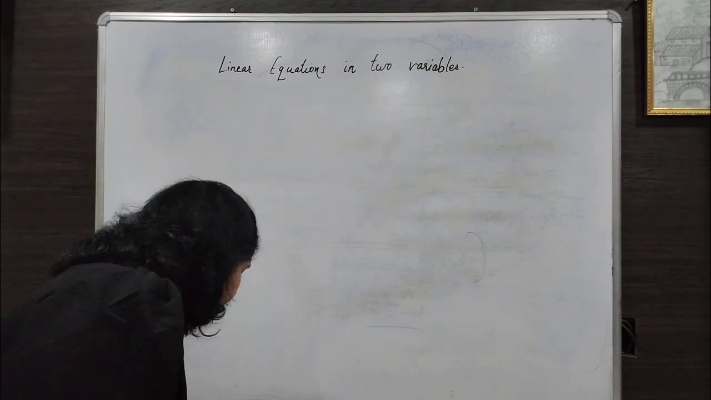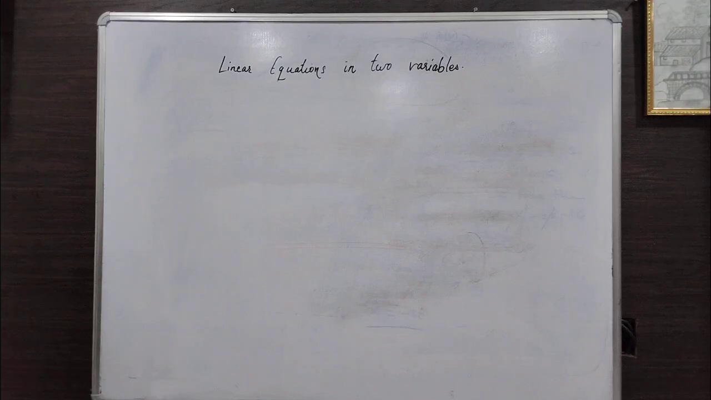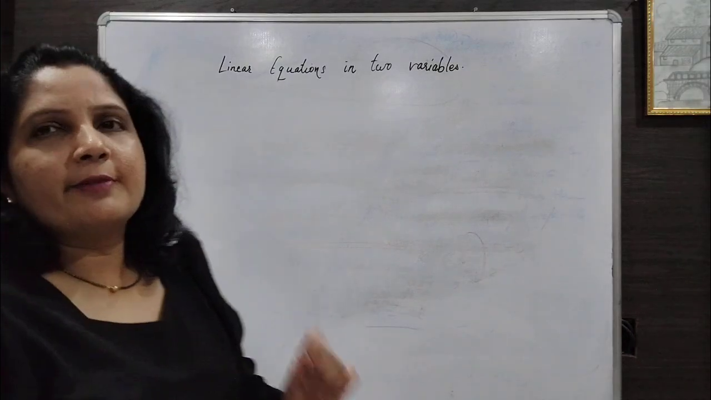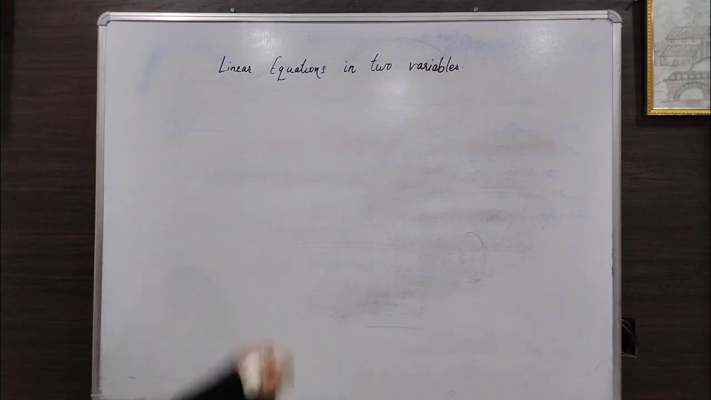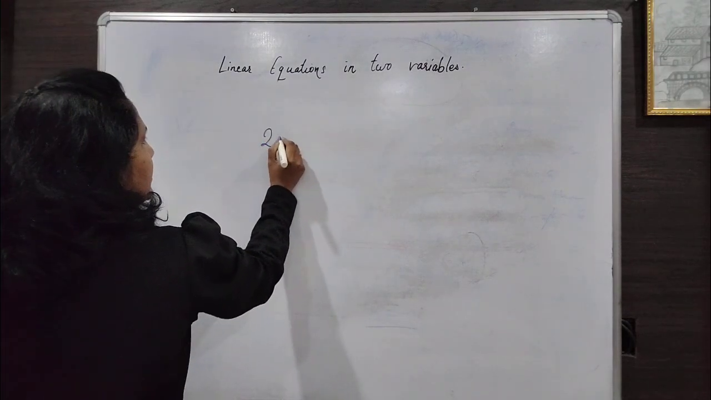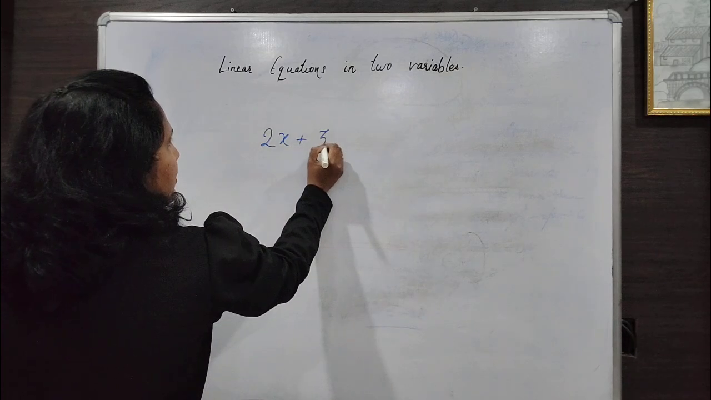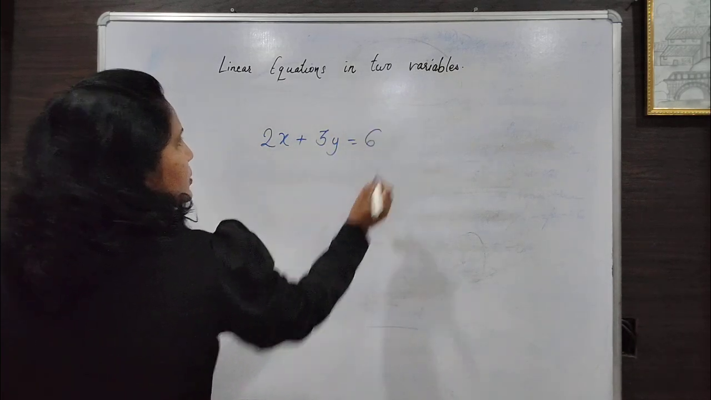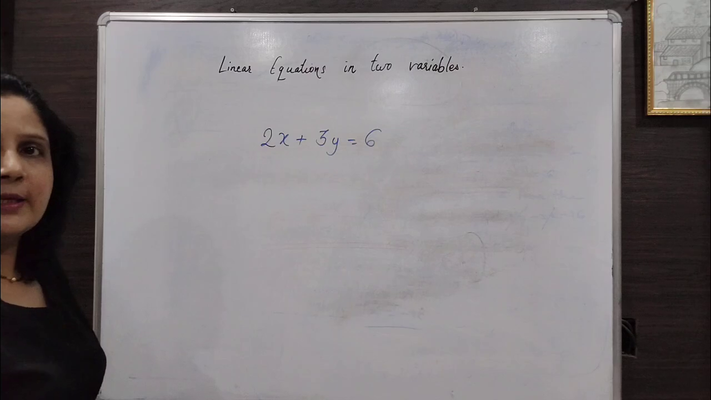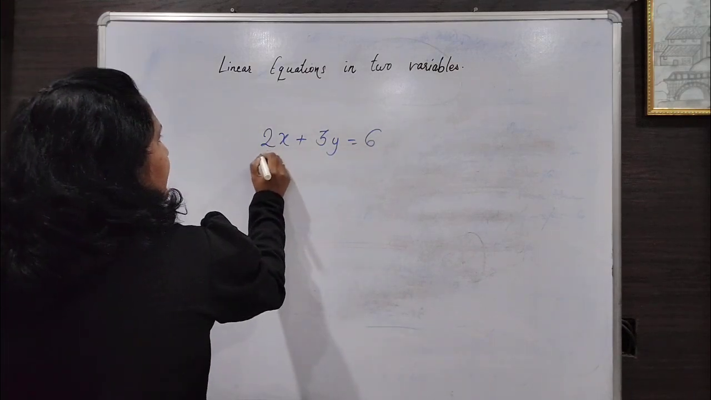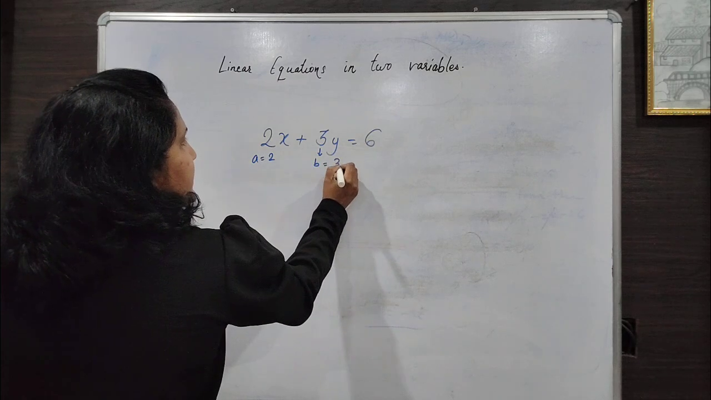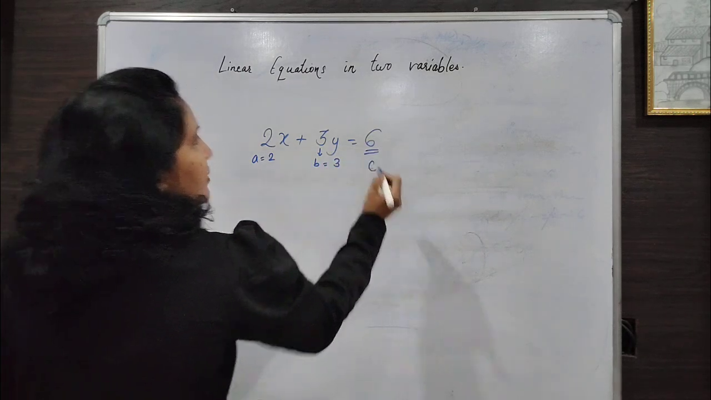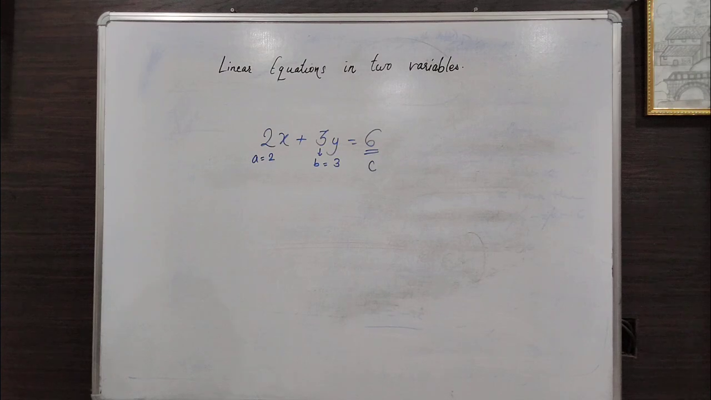So let's see now what the examples are. Let's see a few examples based on linear equations in two variables. For example, 2x plus 3y is equal to 6. This is a linear equation where the value of a is 2, the value of b is 3, and c is nothing but the constant term.